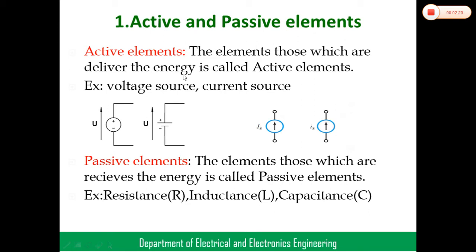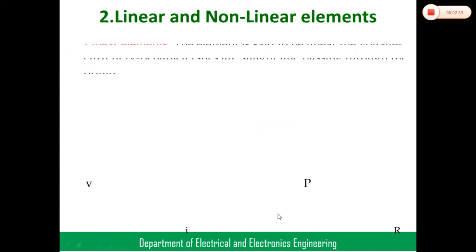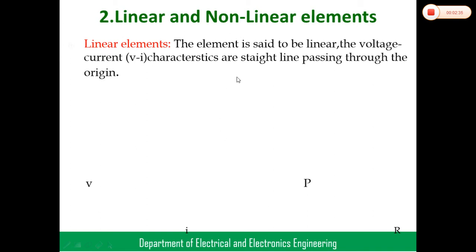So active elements are those which deliver the energy, and passive elements are those which receive the energy. The examples for active elements are voltage source and current source. The examples for passive elements are resistance, inductance and capacitance. Coming to the next topic, that is linear and non-linear elements.